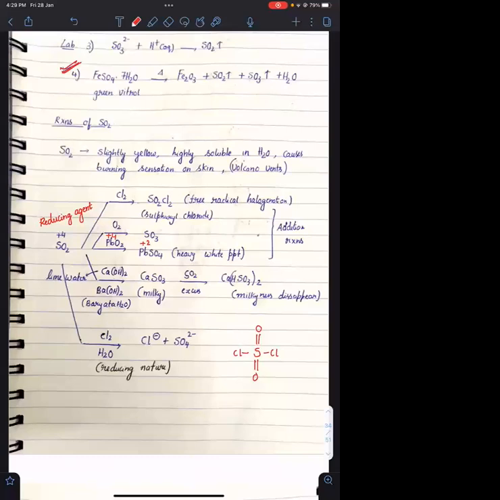What do we do in the test for CO2? We pass carbon dioxide through lime water. Whenever I pass carbon dioxide through lime water, it turns milky.